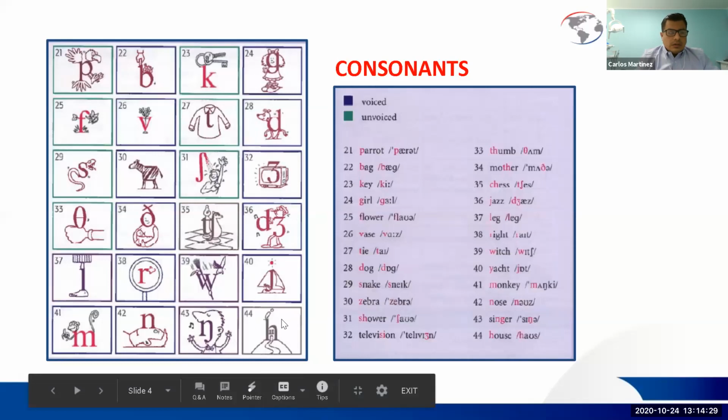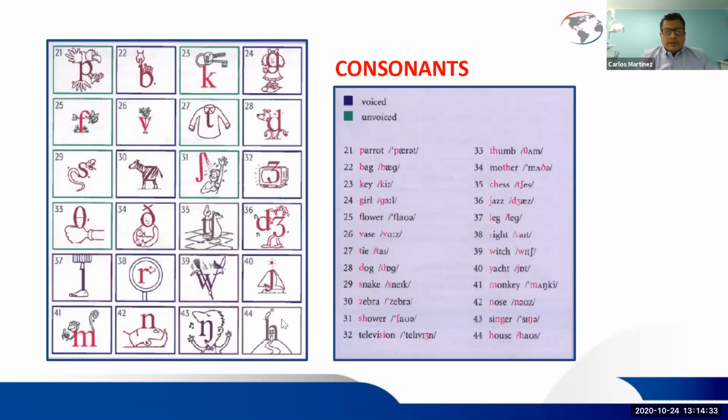It is the only unvoiced sound of the rest of these last 8, and it's air only. Nothing. House. Okay. So these are the 24 consonant sounds.